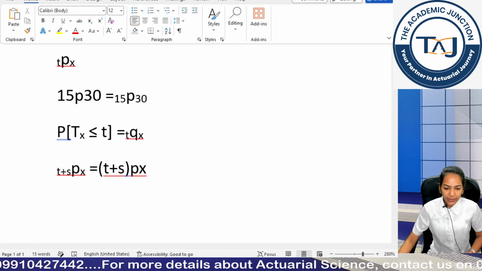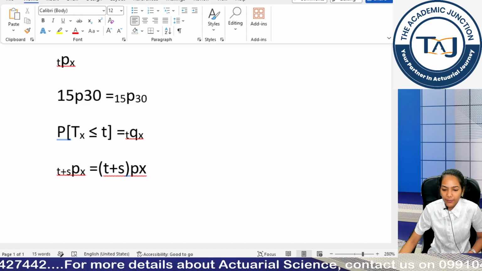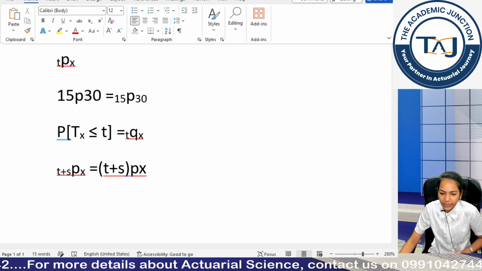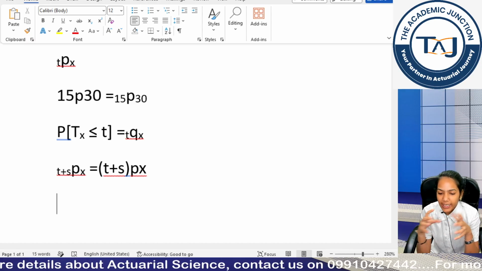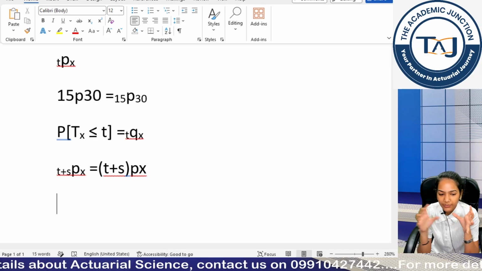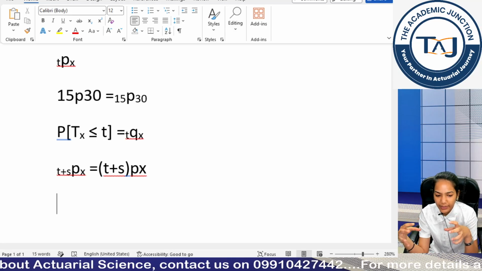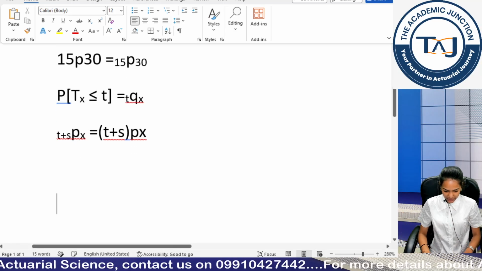Now let's move forward. Now let's come to the formula of force of mortality. Here we have limits. So what is the formula? Mu x is equal to limit h tends to 0 positive, and we have something in the probability terms. So let's try writing this.